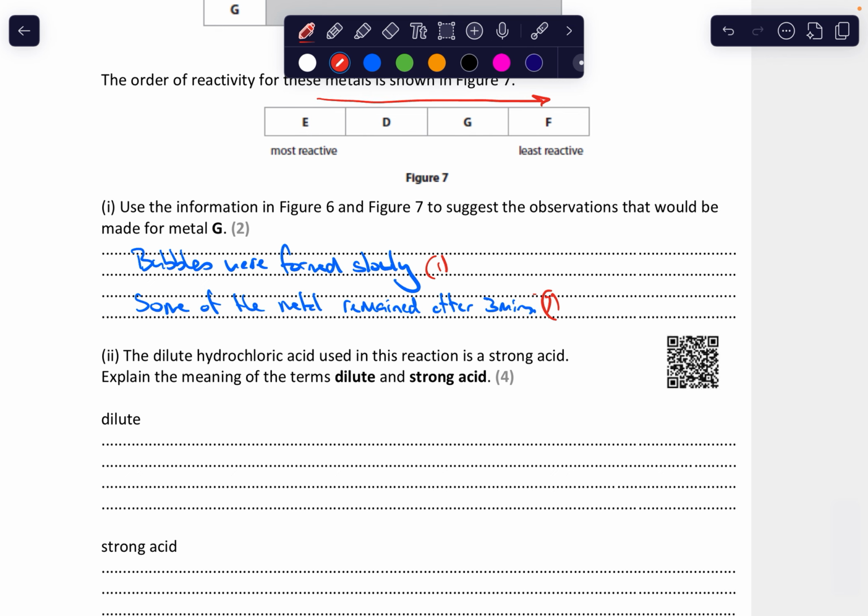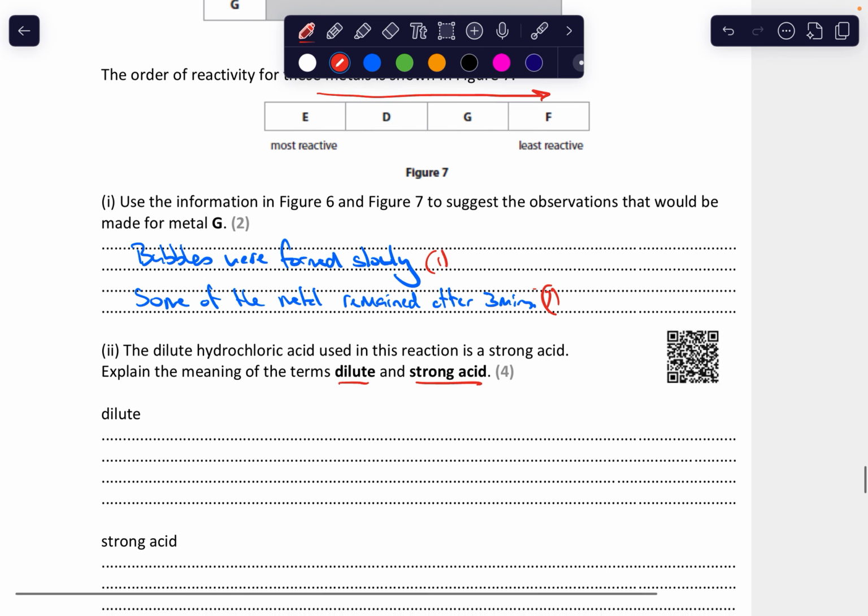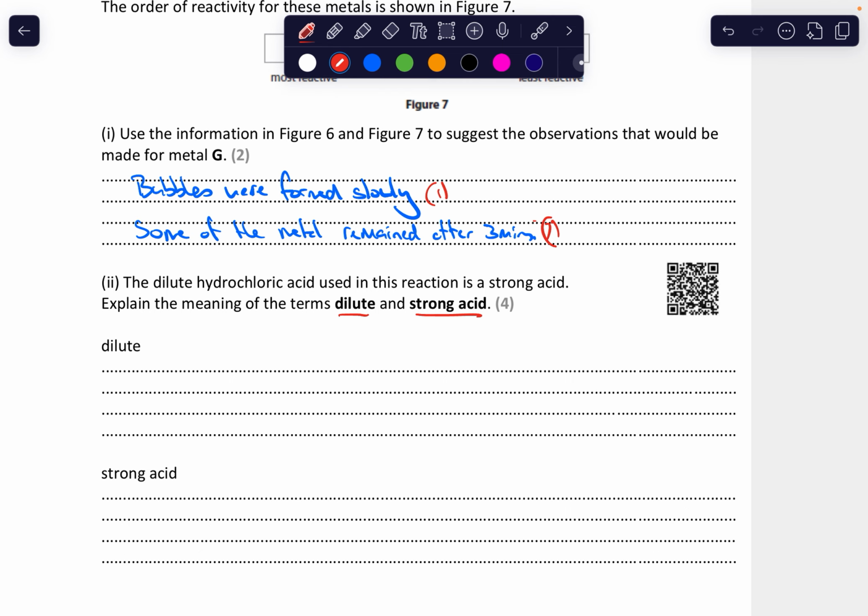Okay, now we need to explain some terms. We've got to explain the term dilute and strong. So let's do them in the order they've given to us. Let's talk about dilute. If something is dilute, that means there is a low concentration. And what is a low concentration of? Well, because it's an acid, it's going to be a low concentration of hydrogen ions. Okay, so marks wise, you're going to get a mark for each of those.